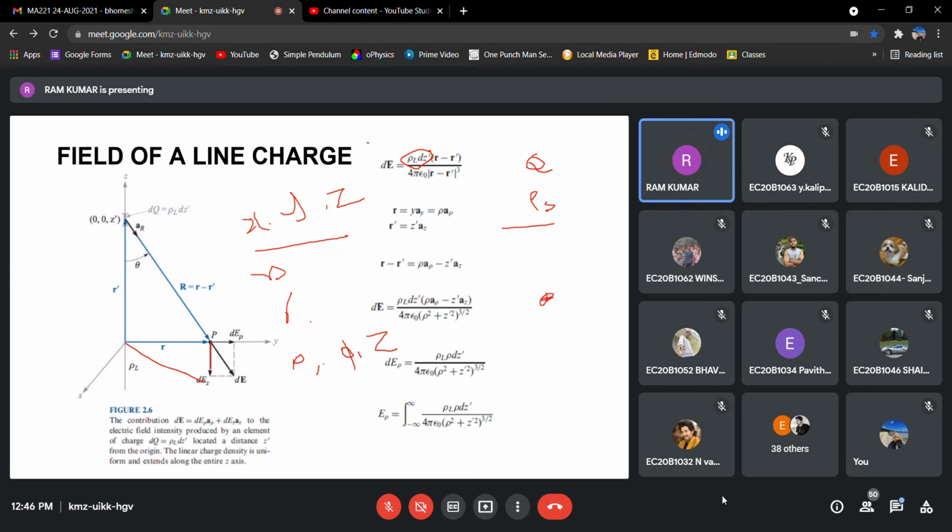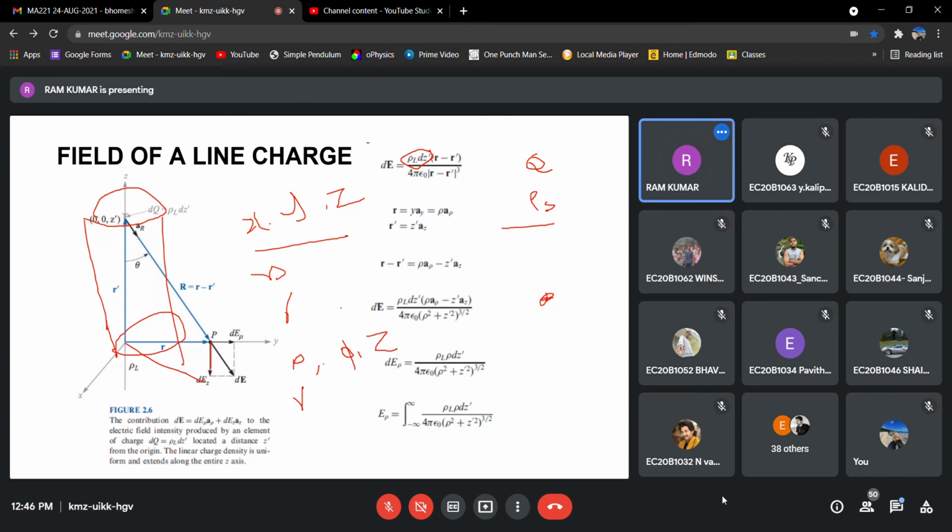So for a point charge, the Cartesian coordinate system is best suited. For this line charge, the cylindrical coordinate system will be suitable. So we use cylindrical parameters. Don't confuse this R. Instead of rho, some textbooks, some people may use R also. R, phi, z or rho, phi, z, both are the same. So don't confuse with that.